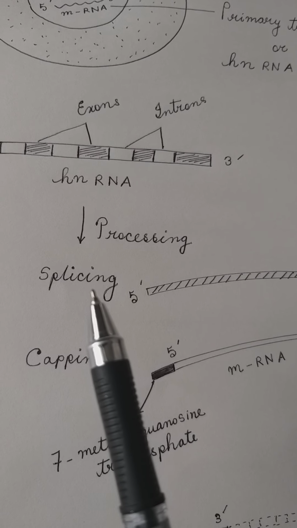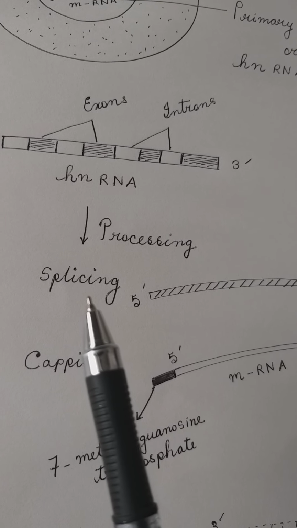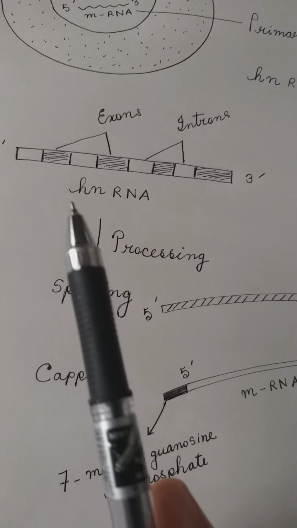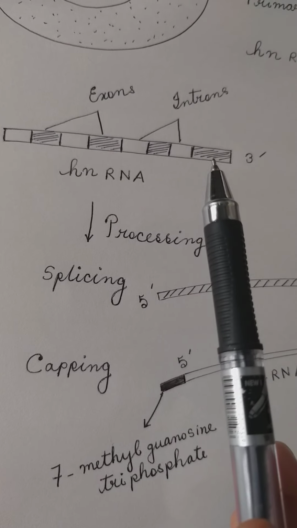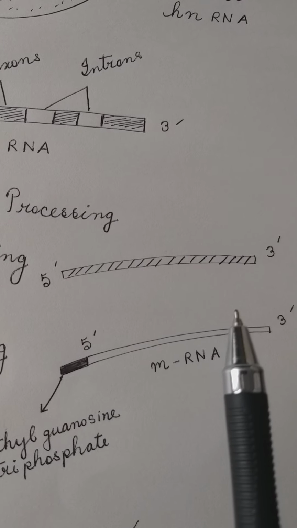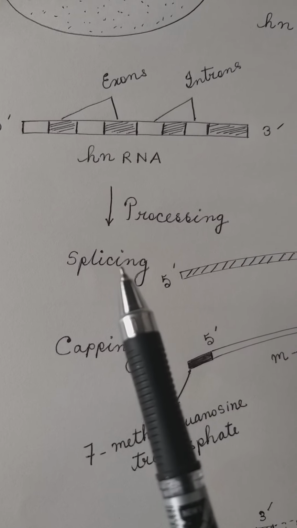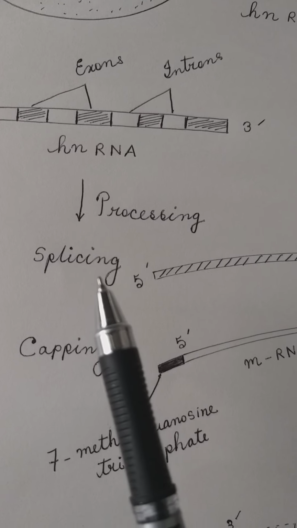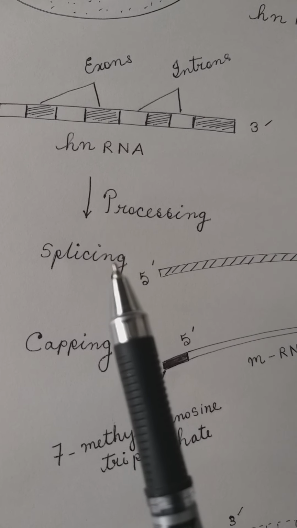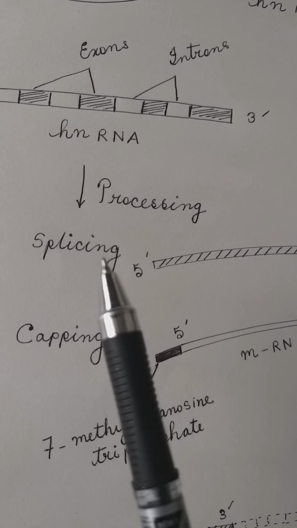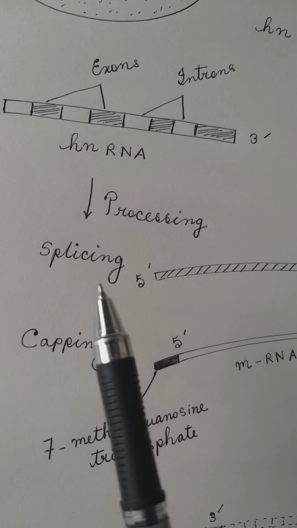First of all, it will undergo splicing. Splicing means the introns are removed and the exons are joined in a definite order. Splicing means the introns are removed and the exons are joined in a specific order.